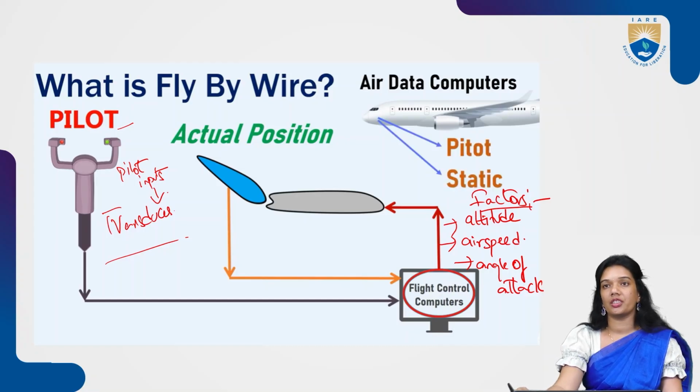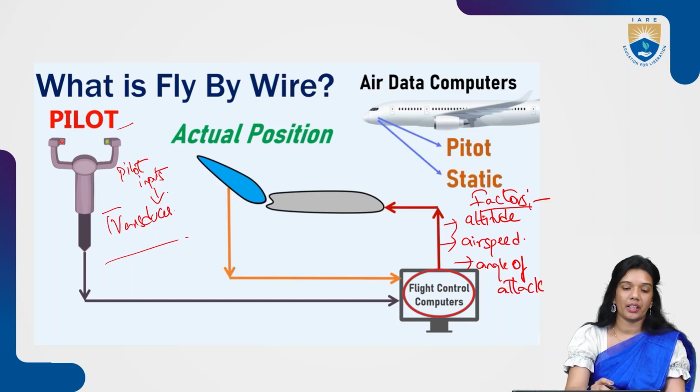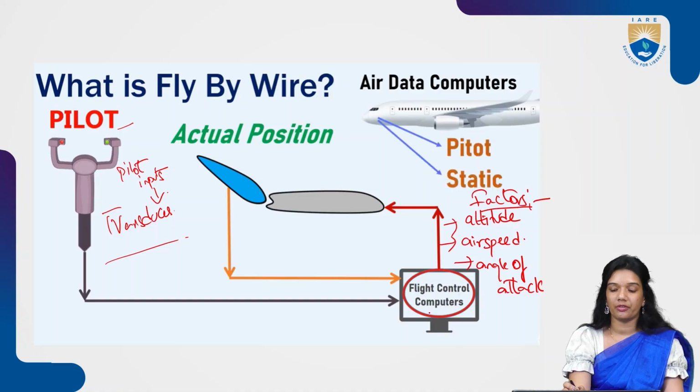According to the factors, according to the altitude, according to the speed the aircraft is at and the angle it is maintaining, according to the information being passed on, this information is processed, and only then does the hydraulic system come into the picture. So initially the pilot gives the information, which is passed from the control column to the flight control computers through the transducer.